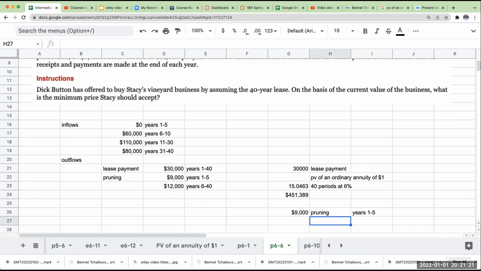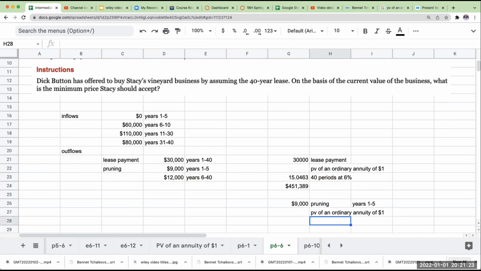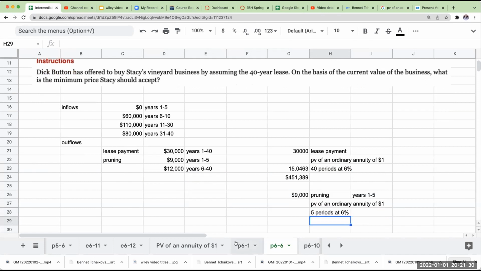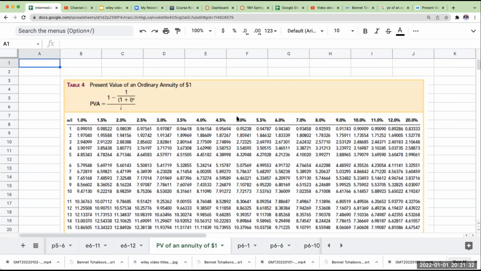And for this one, I'm just going to go ahead and use present value of an ordinary annuity of $1. This is going to be 5 periods at 6%. So going over here, 5 periods at 6%, I get 4.21236.